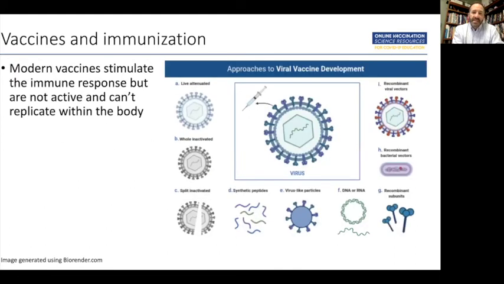So modern vaccines are based on the same principle as the cowpox vaccination against smallpox, but they're significantly improved in the respect that the vaccines that we deliver now are not active and they can't replicate within the body. It's not substituting one pathogen for another. It is using the molecules of a pathogen that will stimulate an immune response without having the risk of actual infection and spread.